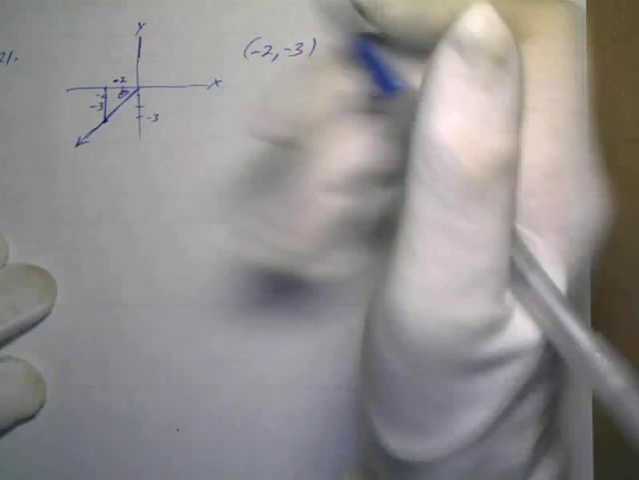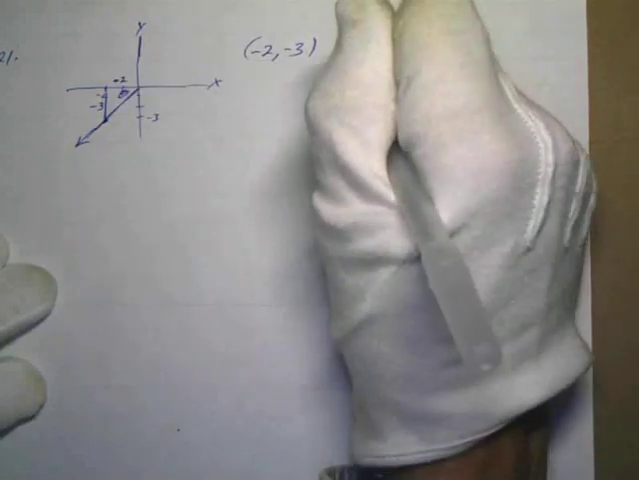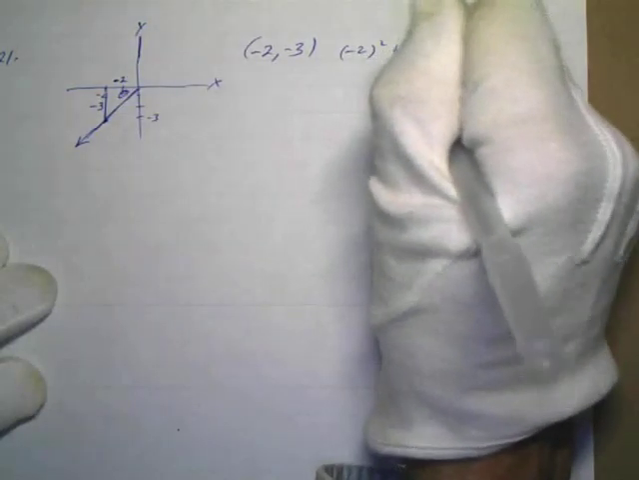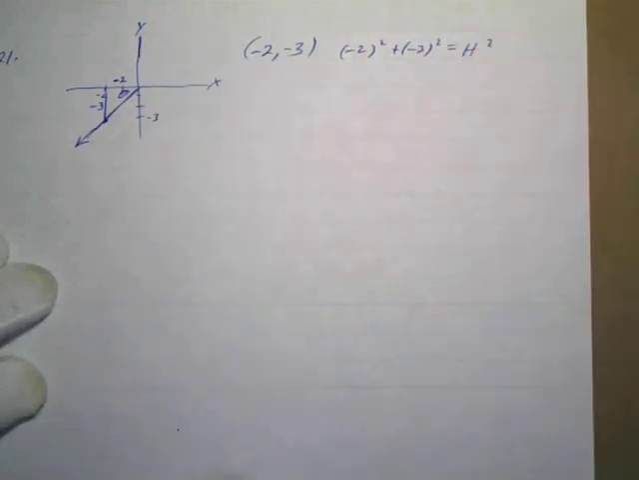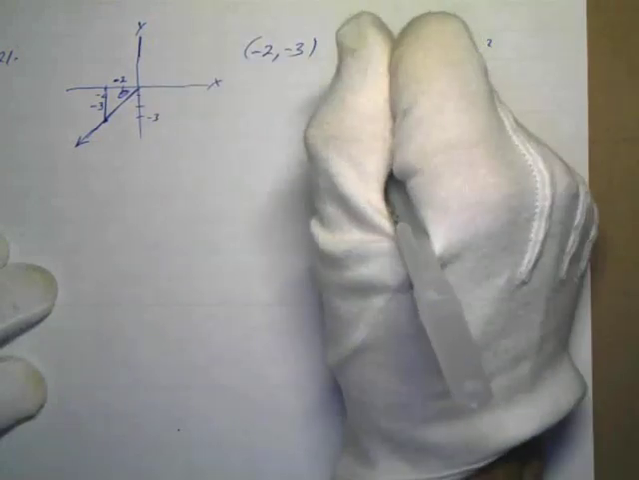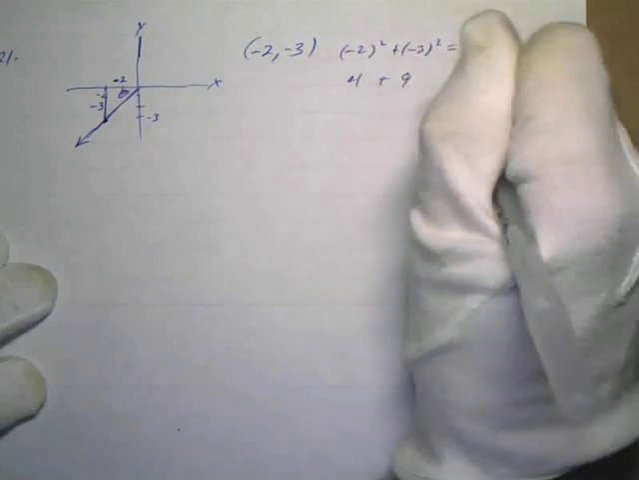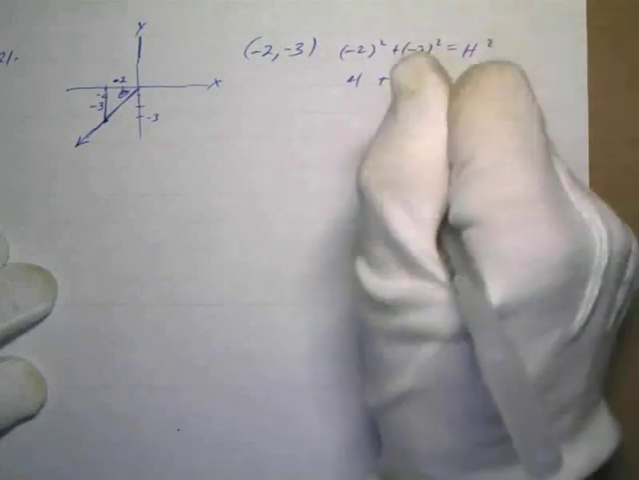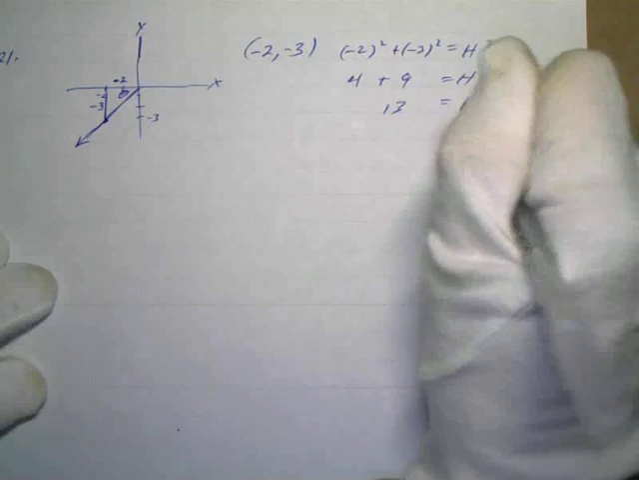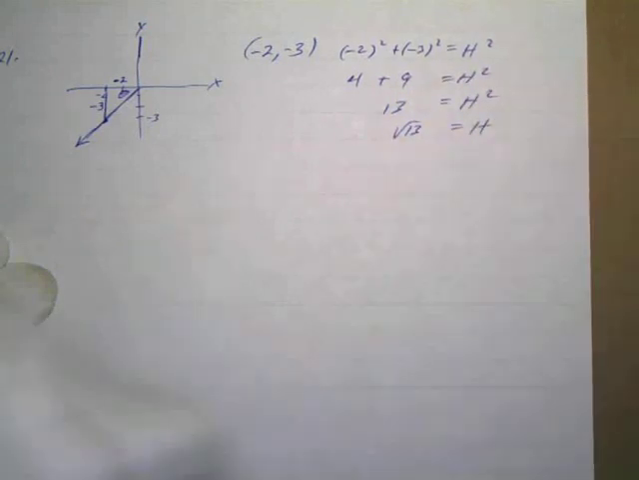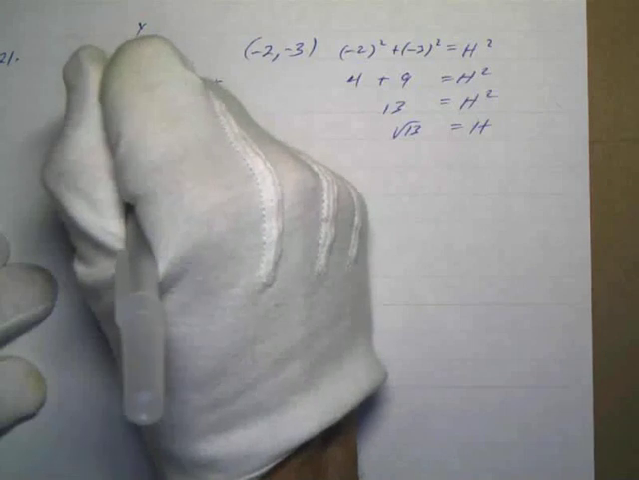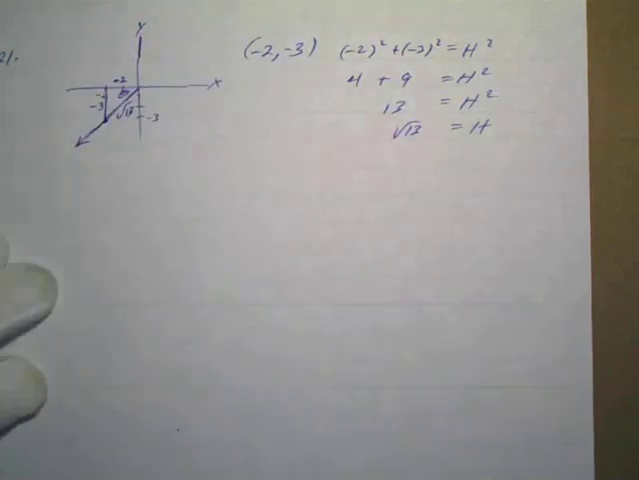So we need to find the hypotenuse. So we know that -2 squared plus -3 squared equals the hypotenuse squared. We're looking for the hypotenuse. That's going to be 4 plus 9, so this side would be the square root of 13. And now you've got all three sides for your angle, so you can find the 6 trigonometric functions.